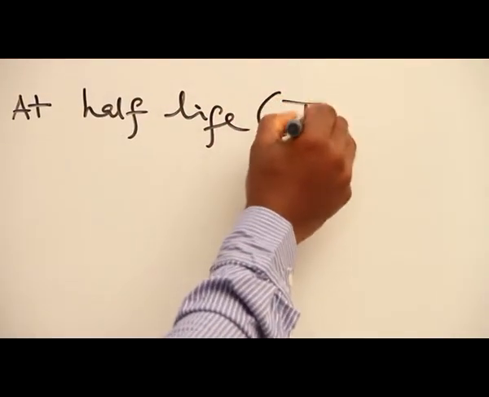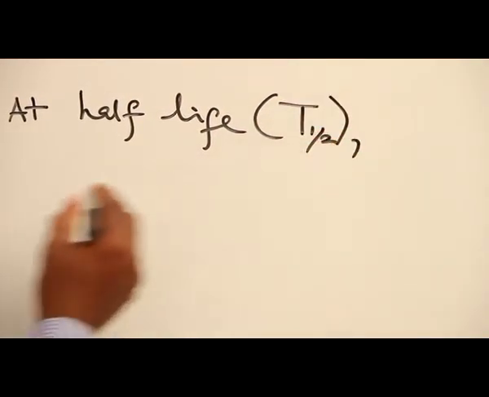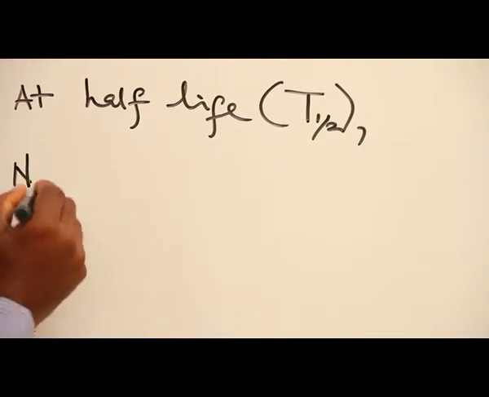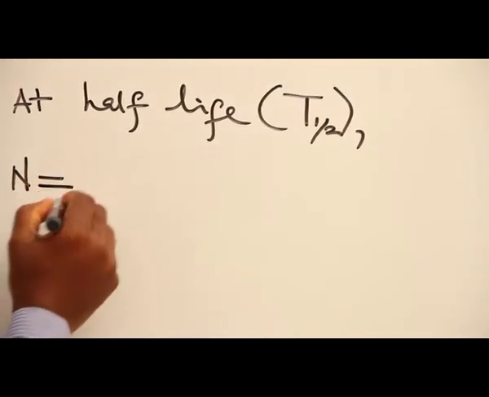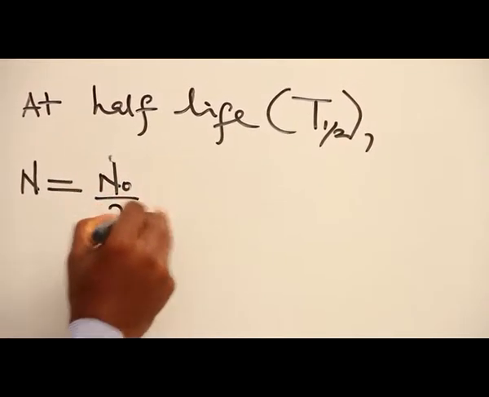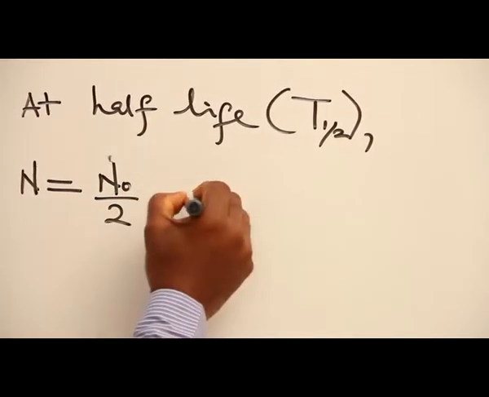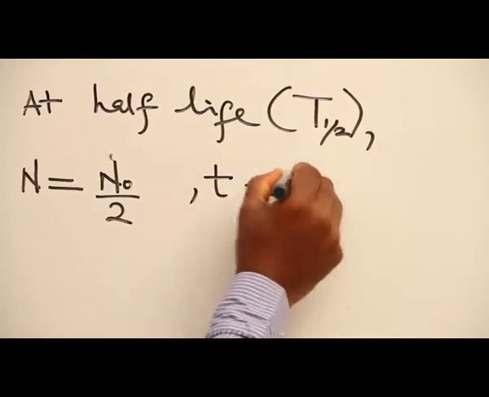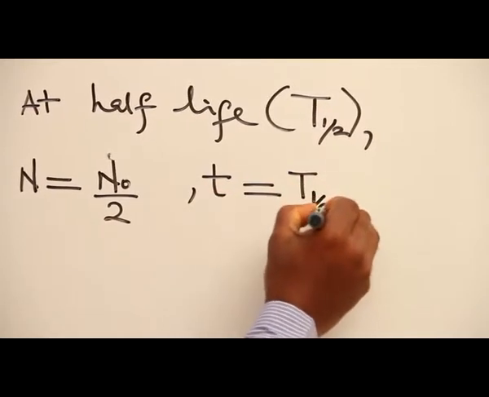At half-life, the number of atomic particles remaining is the initial atomic number divided by 2. That's half of it will be remaining. And the time taken, this time we call it the half-life.